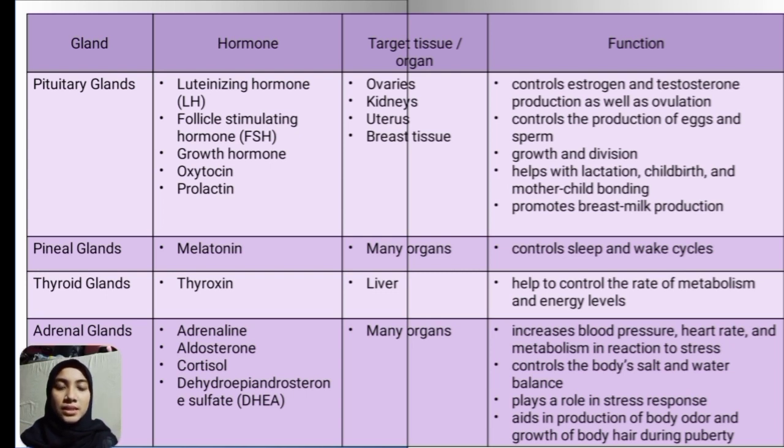Pineal gland. Melatonin will be released. The target tissue is many organs and it controls sleep and wake cycles.